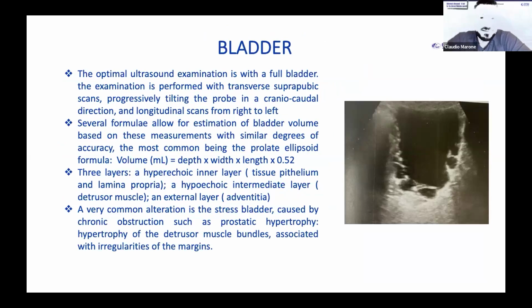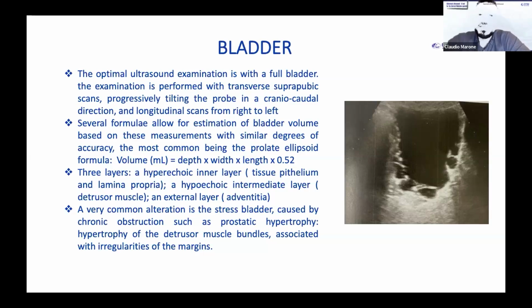And the examination is performed with the transverse suprapubic scan. We have different formulae to measure the volume. I show here the most common formula. Here I show you a very common alteration, that is the stress bladder, that is caused by a chronic obstruction like prostatic hypertrophy, and associated with the irregularity of the margins.